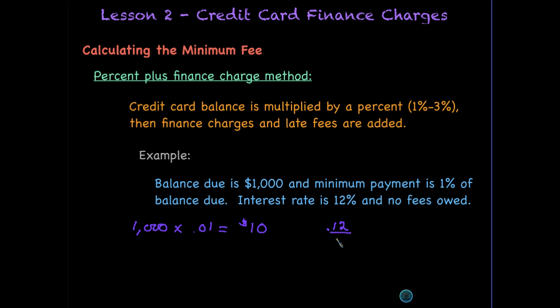So we would take 0.12 divided by 12, and we would get 0.01. So in order to find our interest, we would take our $1,000, multiply it again by 0.01, and we would get another $10. In this case, our monthly minimum payment would be $20. Same as before, only this time it's allocated between interest of 12% per year and a 1% minimum payment.